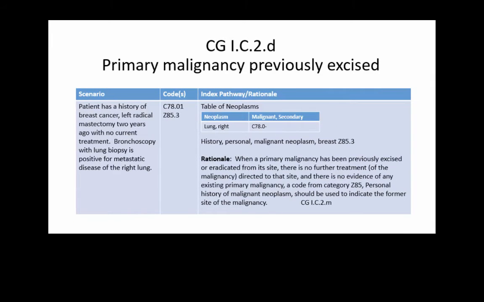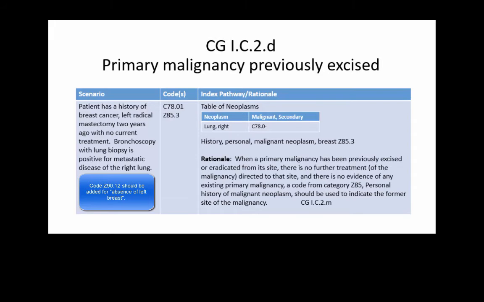This guideline has to do with previous excision of a malignancy. So the patient here has a history of breast cancer and had a radical mastectomy on the left 2 years ago, has no current treatment, but bronchoscopy has shown that that original breast cancer has metastasized to the lung. So the lung would be your secondary malignant cancer. The breast would be coded as a Z85.3.